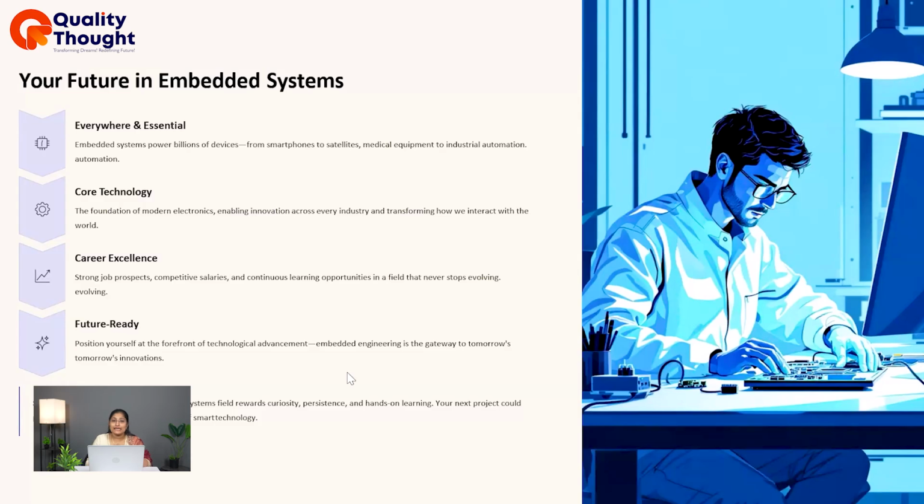Coming to career excellence, if you enter as an embedded systems engineer, after 5 or 6 years of experience your career should be very bright among your family. Not only that, you can create opportunities and start a startup company producing electronic goods. Wherever you go, the knowledge is useful.